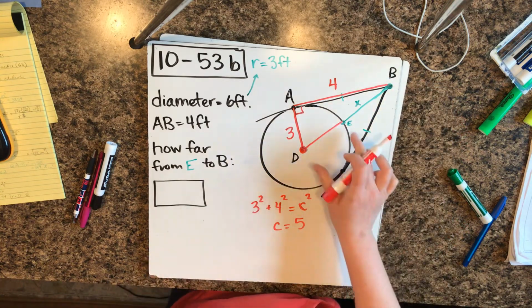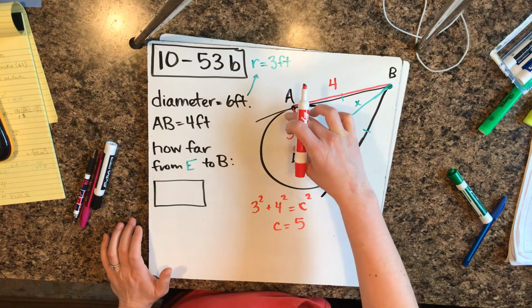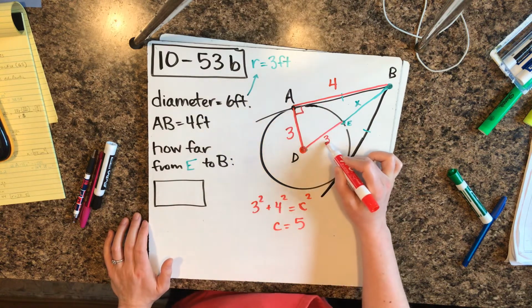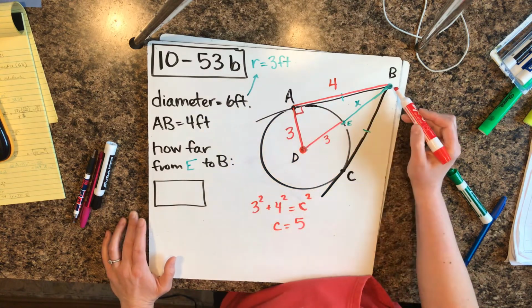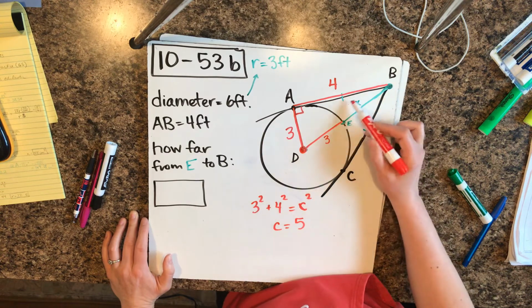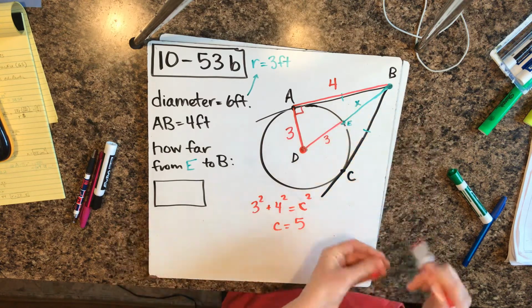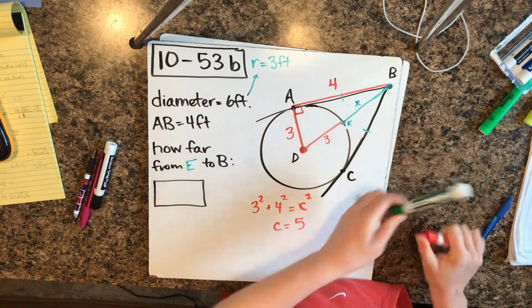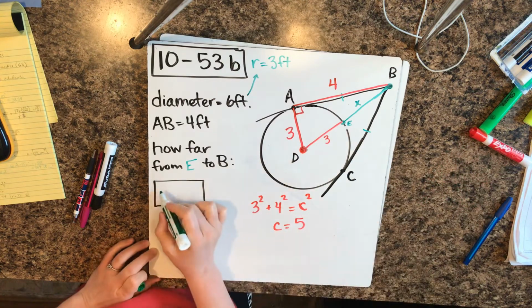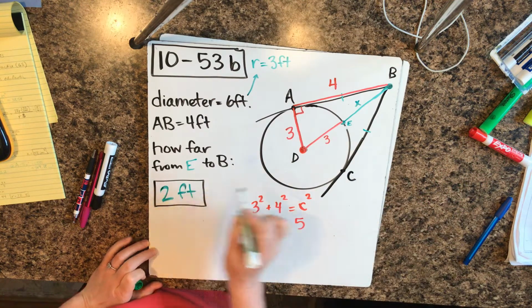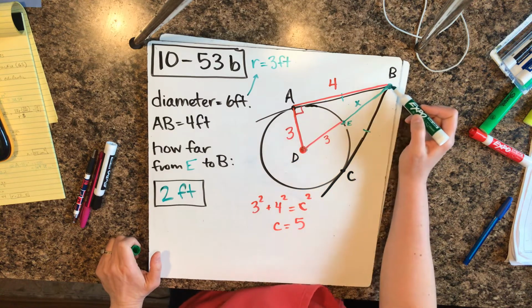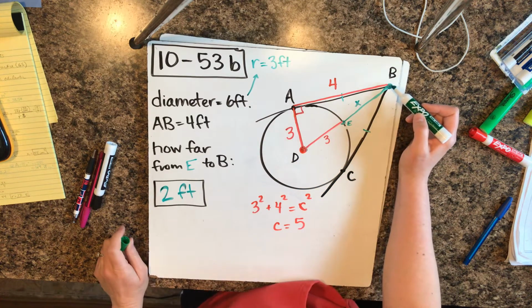This red is just another radius. So if the radius is 3, then this is 3. If D to B is 5, 3 plus 2 makes 5. So Dennis's arm has to be 2 feet long in order to sit at the edge of the hot tub and reach the jet button, which is here. Okay?